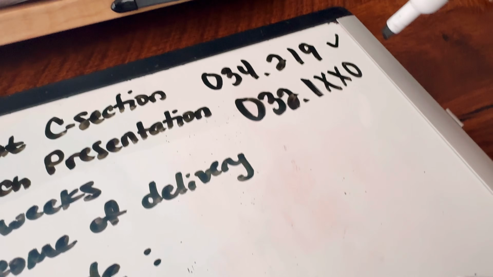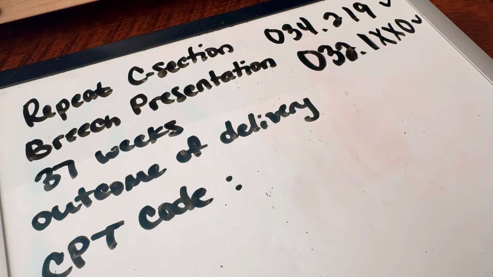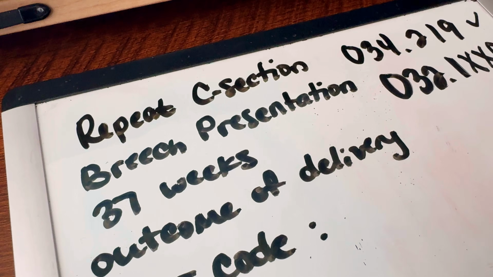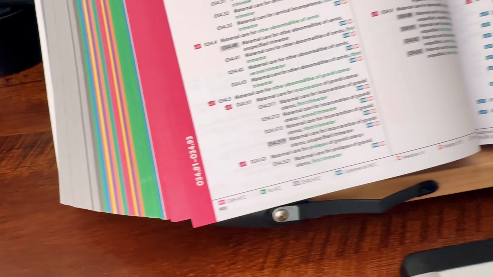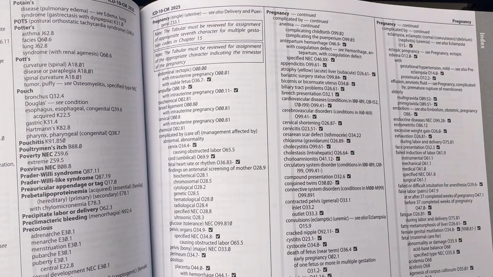So that is that one, and we have that one figured out, and we have that one. Now it's a terrible check mark, but we have those 2 verified, and they're good to go. So now we will look up the weeks of gestation as well as the outcome of the delivery.